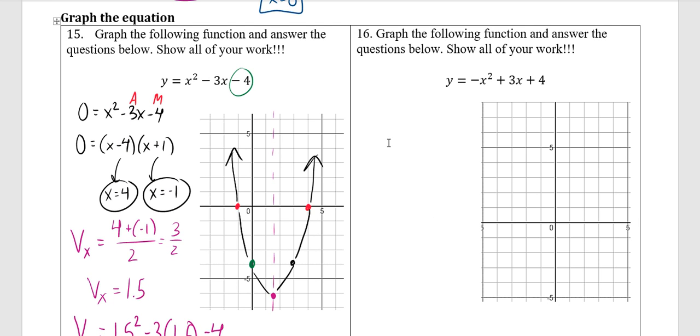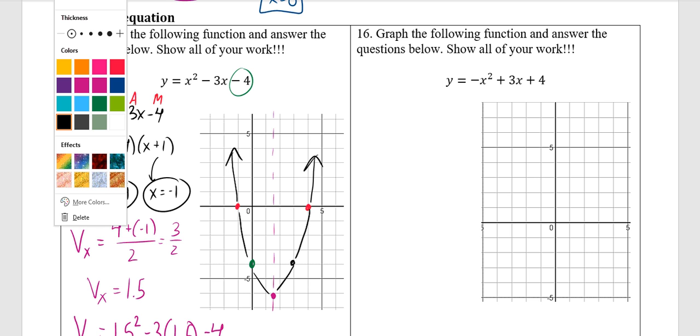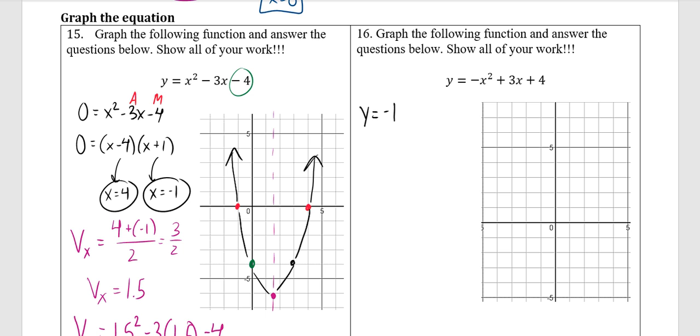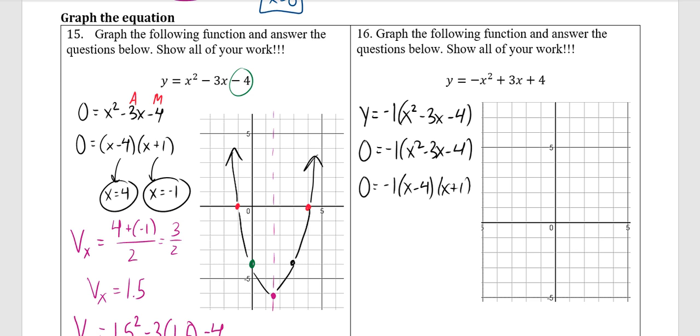16 is an almost identical process. There's just a -1 out front that you have to divide first. So you divide a -1 out, everything will switch signs and become x squared minus 3x, then minus 4. Then you go through the same process. Find the x-intercepts by setting equal to 0, and then factoring. We'll realize we actually just did this whole process over here. There's x squared minus 3x minus 4. So it's going to be -1, x minus 4, x plus 1. Your two x-intercepts are going to be 4 and -1 again.